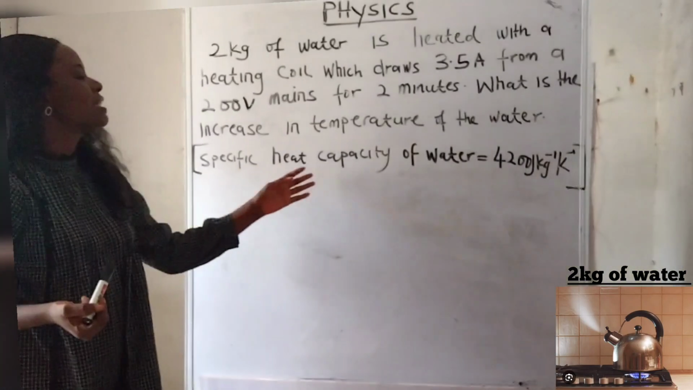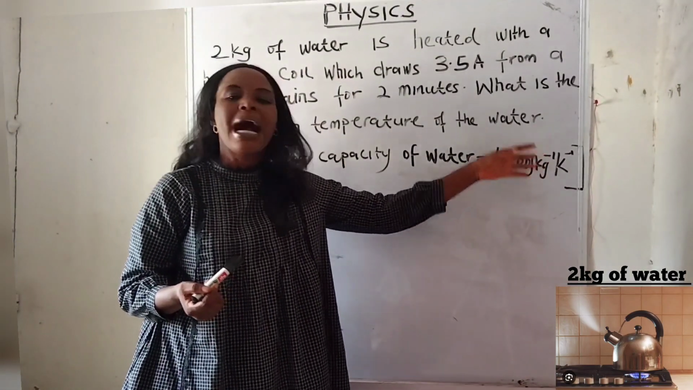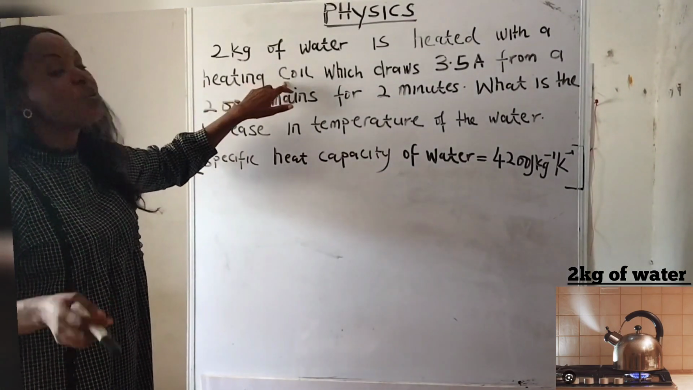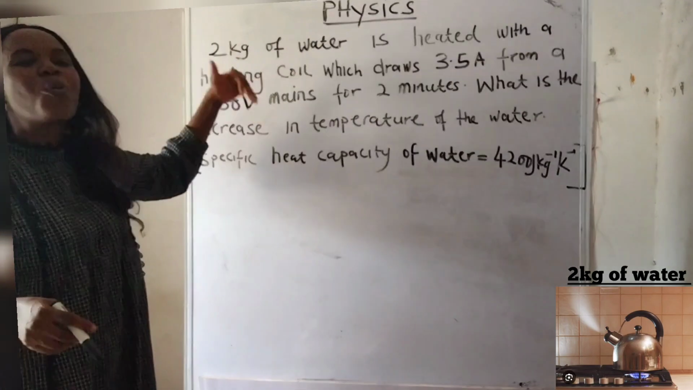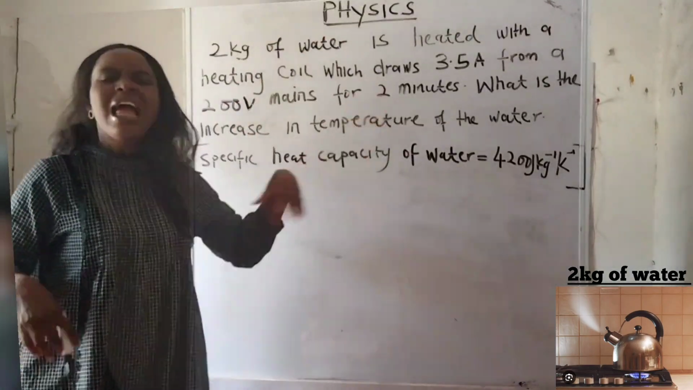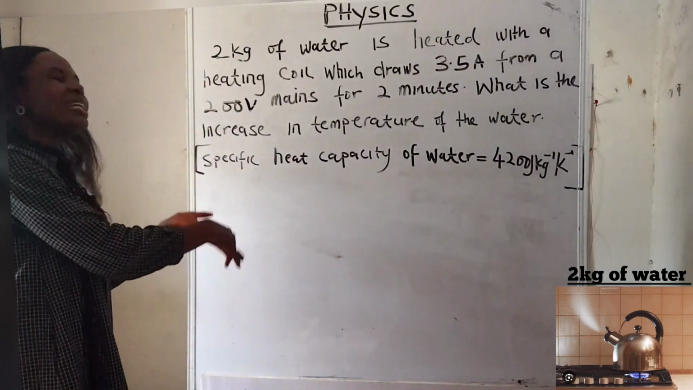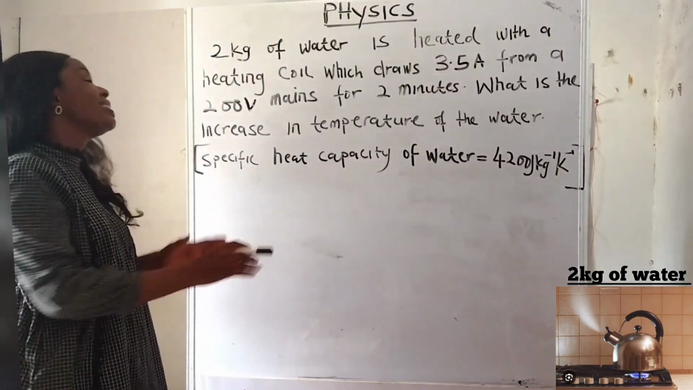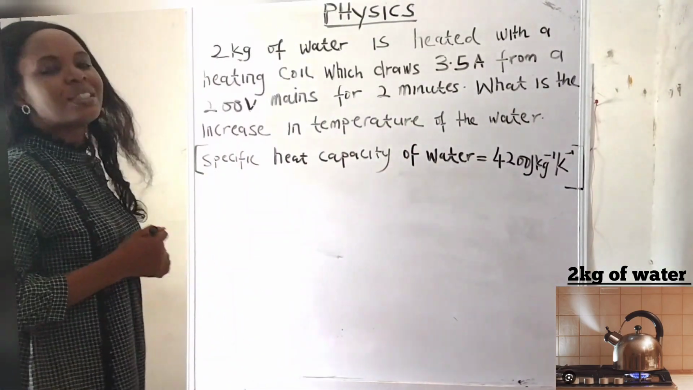Let's go. Specific heat capacity of water equals 4200 joule per kilogram per Kelvin. From the question on the board, we are made to understand that a heating coil was used to heat 2 kilograms of water, which means electric energy was converted to heat energy. In electric cases like this, we simply say that heat generated from electricity is equal to heat given out to the other body, or heat produced by electricity is equal to heat gained by the other body. Let me write it out so that you understand it better.